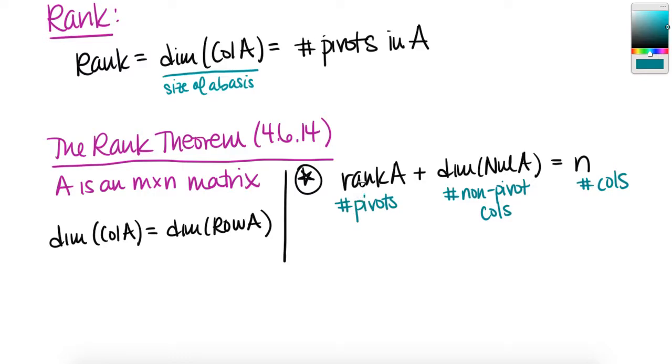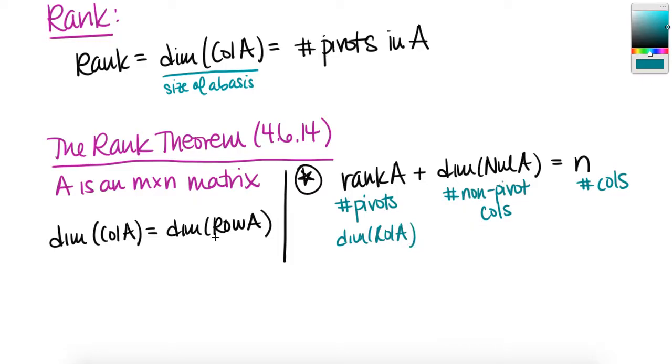the number of pivots. So we sort of get this equation just based on definitions of things and how we find bases for things. So the number of pivot columns plus the number of non-pivot columns, well, that's just the total number of columns. Pivots tell you the rank or dimension of the column space. There we go. And non-pivot columns tell you the dimension of the null space.